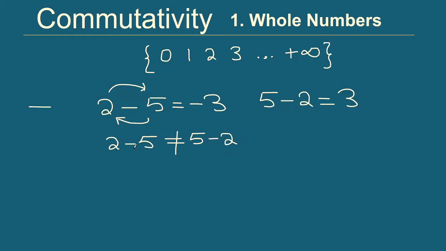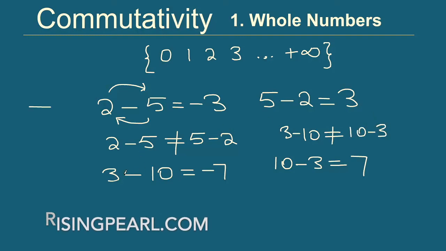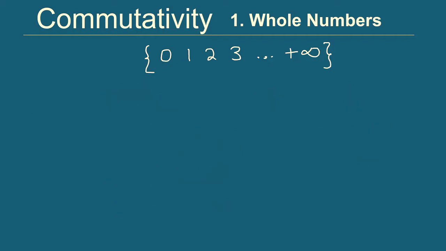Let's take one more example. Say the number 3 minus 10. This will be minus 7. And 10 minus 3 is just going to be plus 7. Again, the same thing, that 3 minus 10 is not equal to 10 minus 3. So what we see here is for subtraction, a minus b, again where a and b are two whole numbers, is not equal to b minus a. That is, the order is important. So we say that for whole numbers, subtraction is not commutative. Let's move on to multiplication.